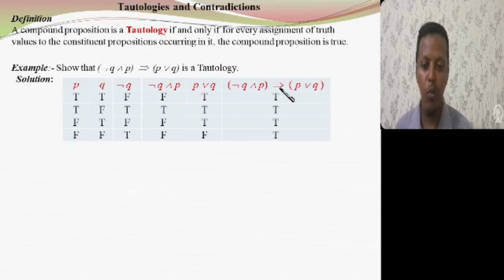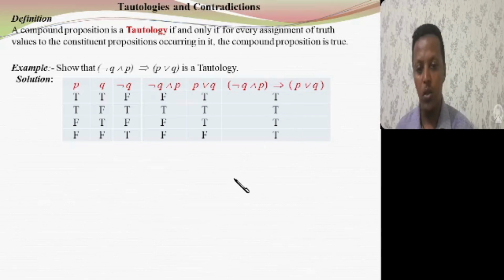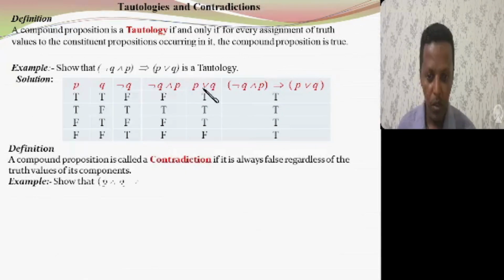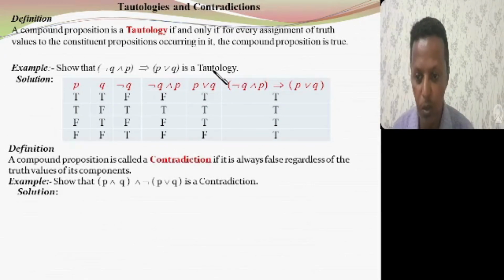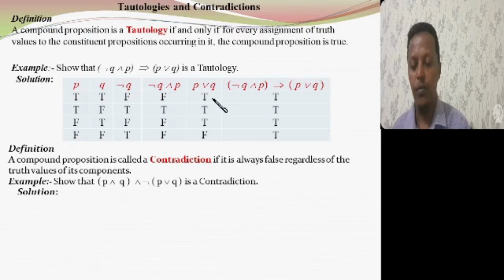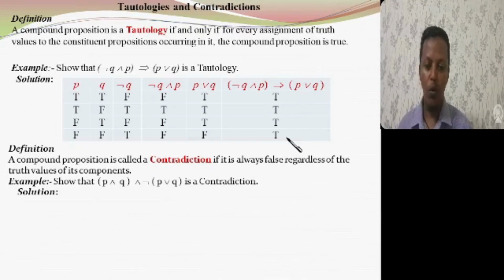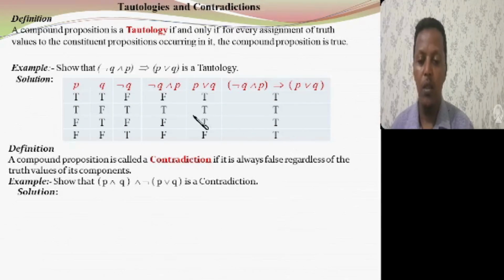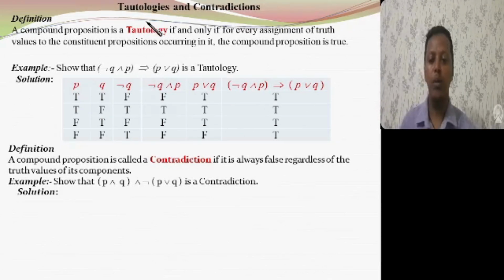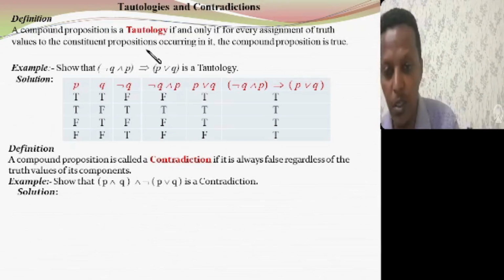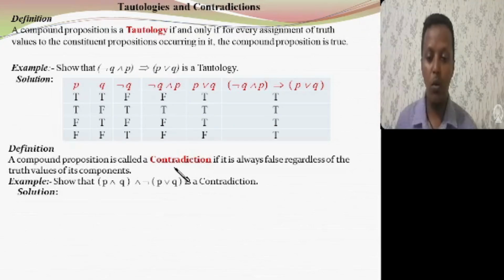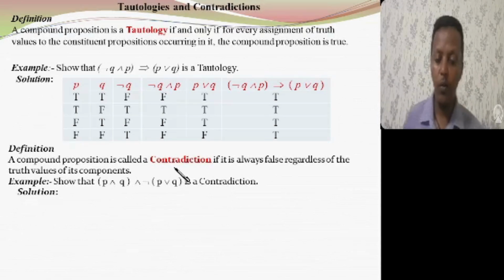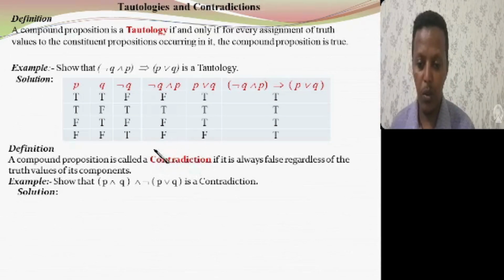Because of that, all are what? True. So if all are true, then the compound proposition is what? Tautology. So in general, whether you have 4 logical possibilities or 8 or 16, if it is true for all logical possibilities, the compound proposition, we call it what? Tautology. Now, in case all are false, for all logical possibilities, we call the compound proposition a contradiction.